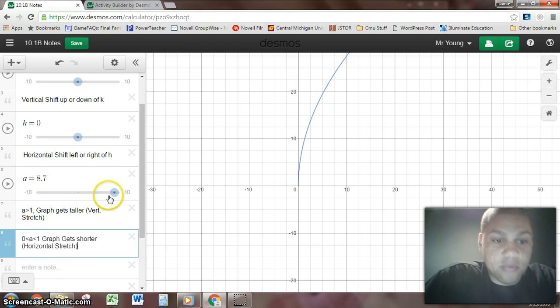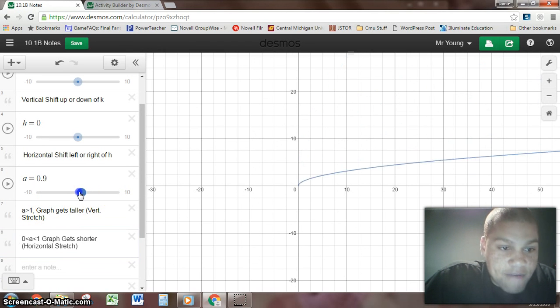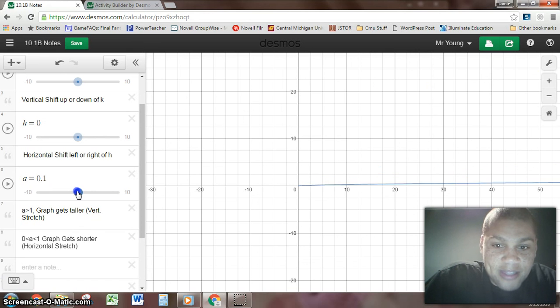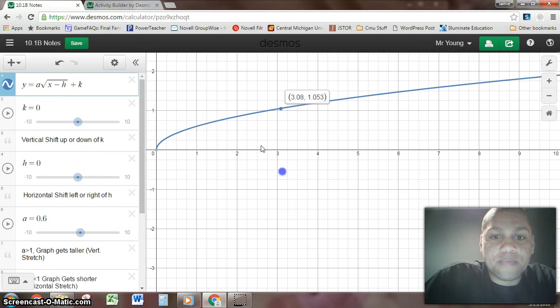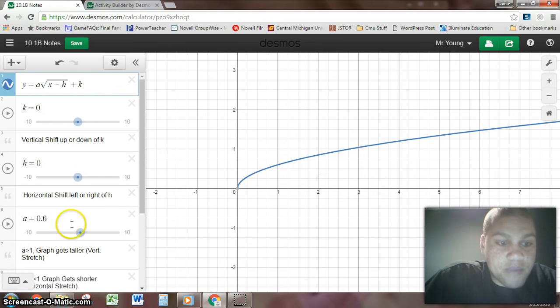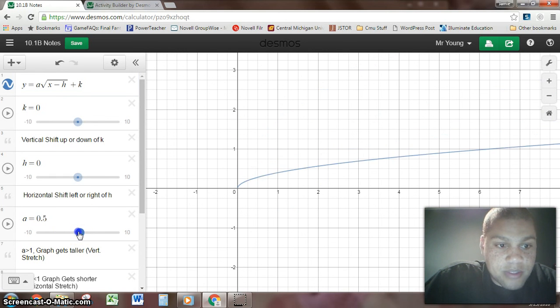Okay, so look at that again now. If I drag this down here to less than 1, there's 1, and I drag it less than that, you'll see it gets skinnier and skinnier. I'll zoom in for this one so we can see it. There's A equals 1, and as it gets closer and closer to 0, the line itself gets closer and closer to 0.